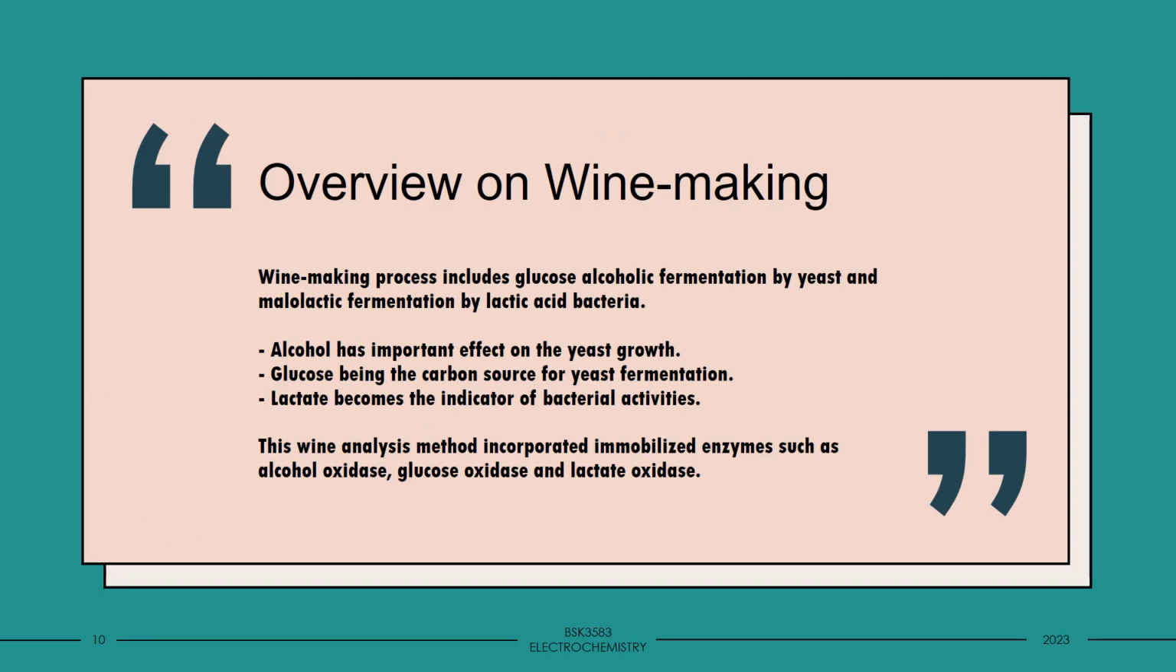Before we go into further details, I am going to show you an overview of the winemaking process. Winemaking includes two types of fermentation, which are glucose alcoholic fermentation by yeast and malolactic fermentation by lactic acid bacteria. There are three types of analyte in this analysis: alcohol, which has an important effect on yeast growth; glucose, which is the carbon source for yeast fermentation; and lactate, which becomes the indicator of bacterial activities. This wine analysis method incorporated immobilized enzymes such as alcohol oxidase, glucose oxidase, and lactate oxidase.